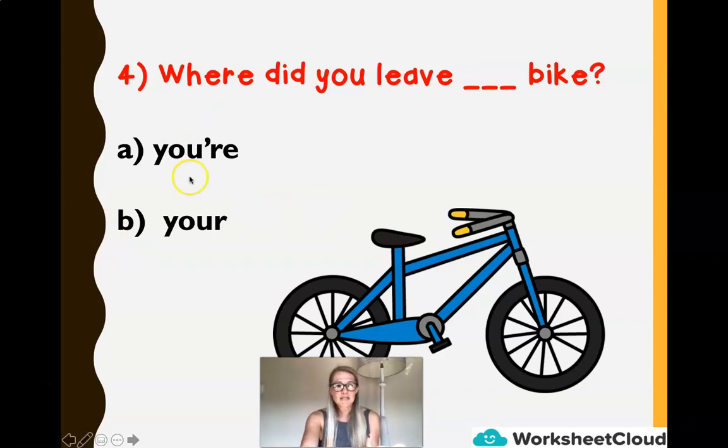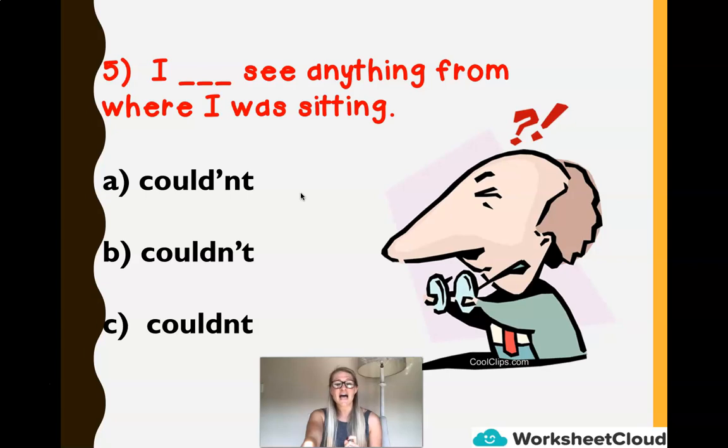If I open up this, because this is a contraction, it would say you are. And if I put that in the sentence, where did you leave your bike? Doesn't make sense at all. But if I said B, where did you leave your bike? Makes a little bit more sense. Right.